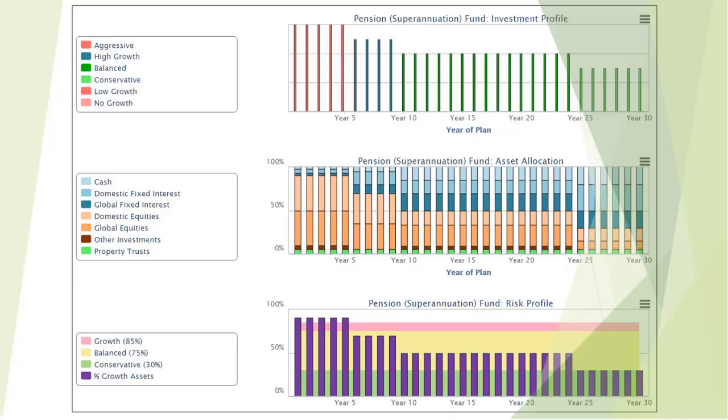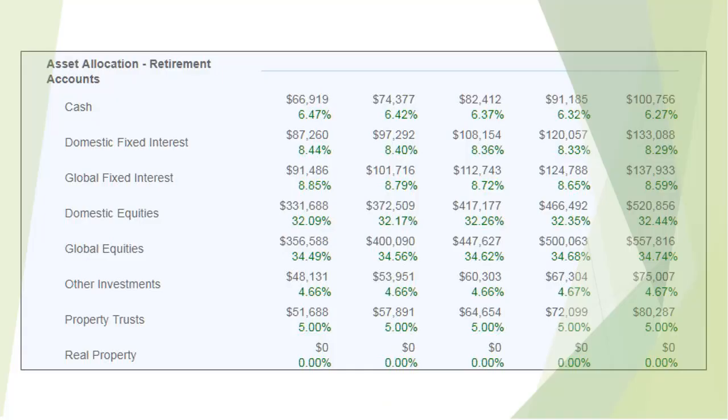In the Graphs and Data view, you can view the allocations. On the Chevron Reports Plan Outcomes, the Data view displays the asset allocation for all retirement accounts in the plan.